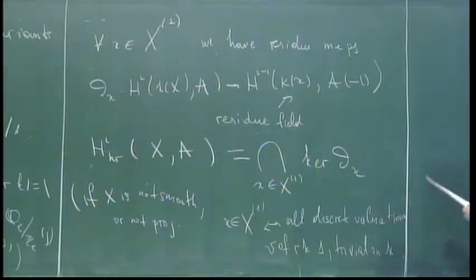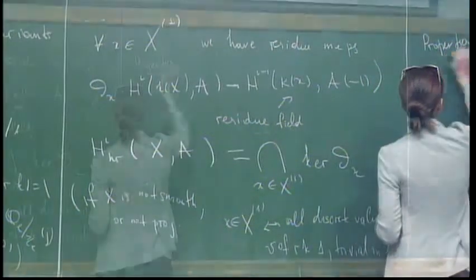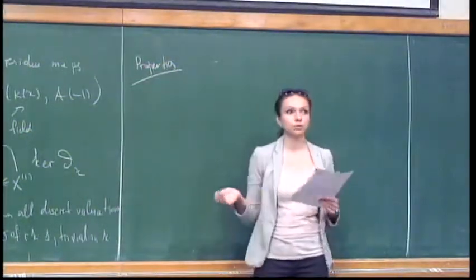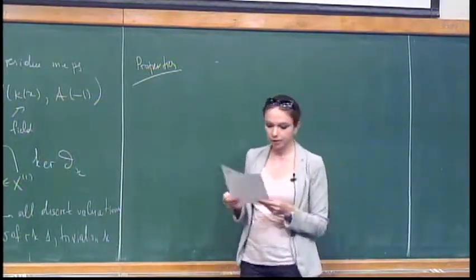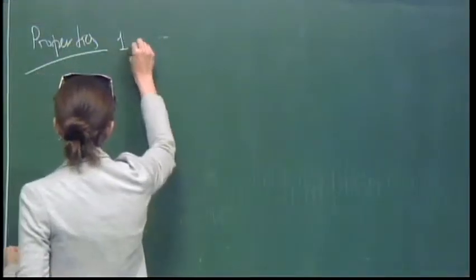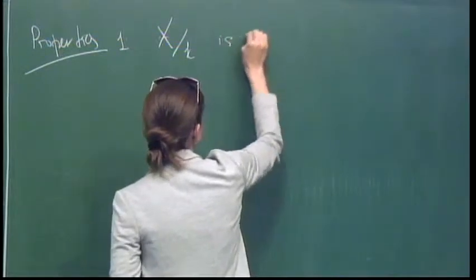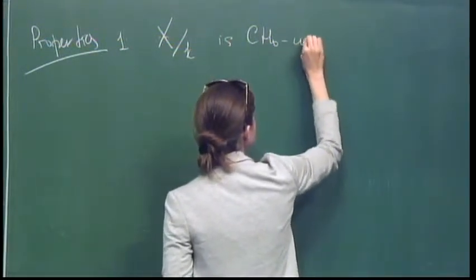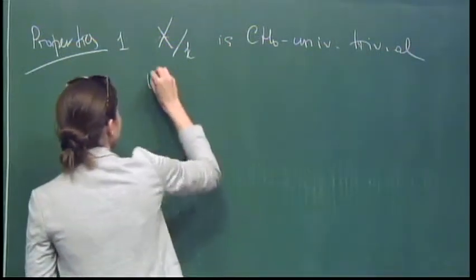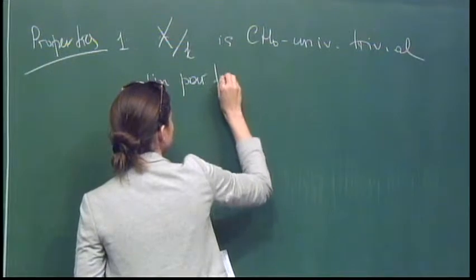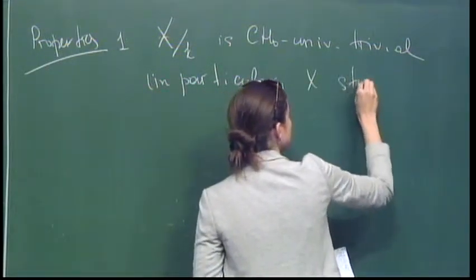So what's good about these groups? Let me describe some properties. So first, they're good for our purposes because they are stably rational invariants. And even better, now we are with this CH0 triviality. So if I take a variety which is CH0 universally trivial, I just recall, in particular, X is stably rational.